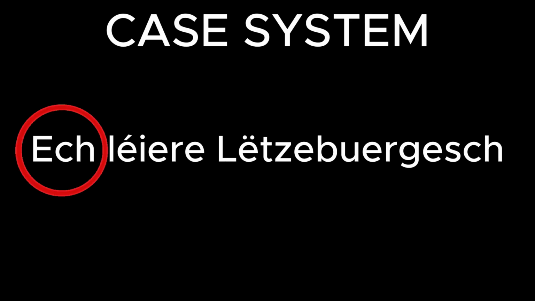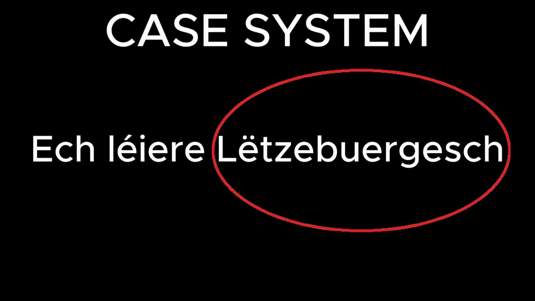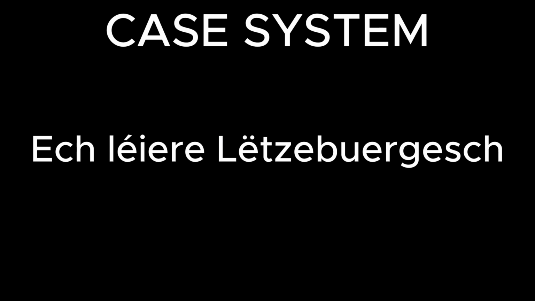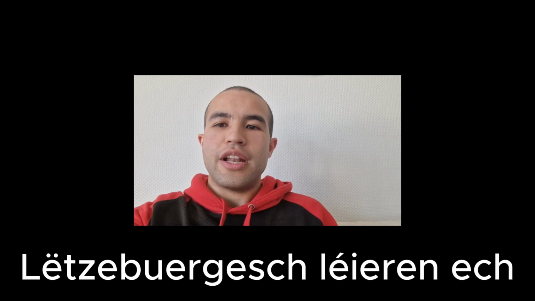For example, I can say, ich lehre Luxembourgisch. So, ich is nominative case, which indicates the subject, and Luxembourgisch is accusative case, which indicates the object. Thanks to the cases, it is quite easy to know which word has which grammatical function. So I can also say, Luxembourgisch lerne ich, and it still has the same meaning. Why? Because thanks to the cases, it is easy to know where the subject and the object are. And also, thanks to the verb conjugation, it is obvious that lehren refers to ich.